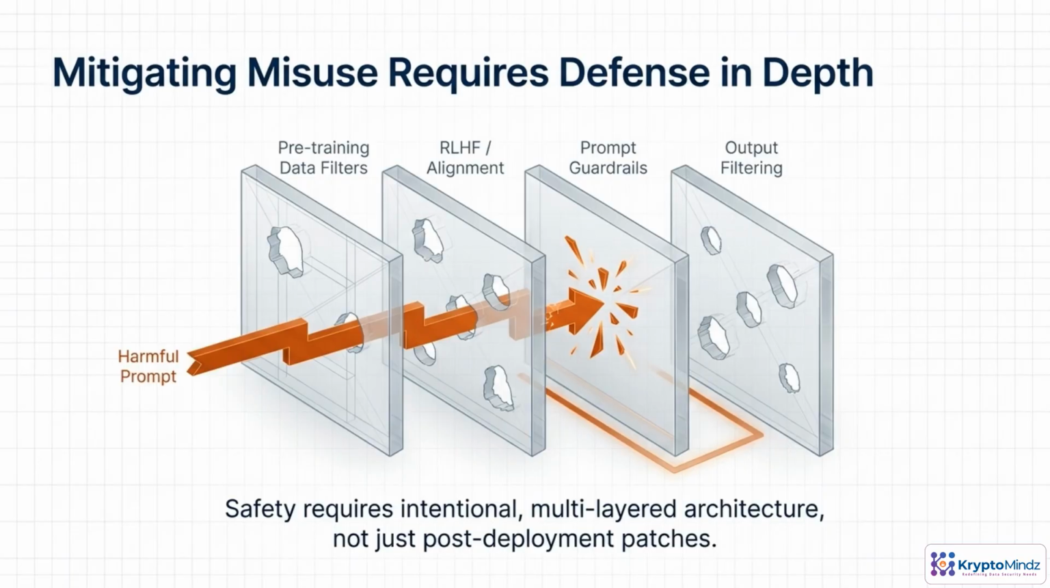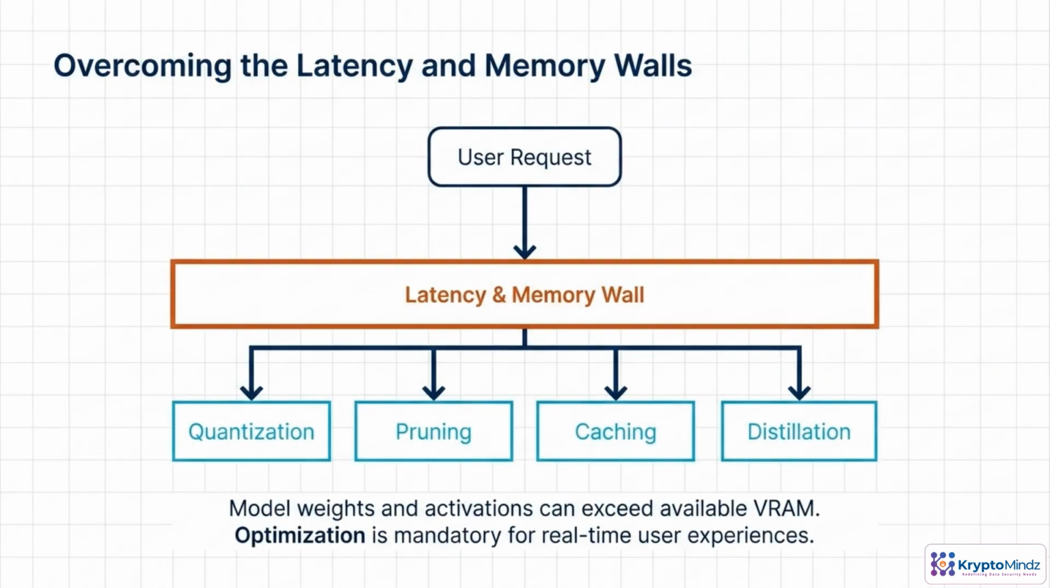Transformers need defense in depth. We don't rely on a single safety switch. We layer protections across the lifecycle. We start by filtering and curating training data to reduce harmful patterns. Then we align the model with human feedback so its default behavior is safer. At inference time, we add prompt guardrails and output filters. Finally, organizations monitor usage, define red lines, and update safeguards quickly when new misuse patterns appear.